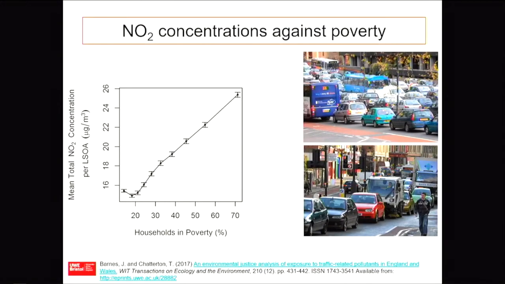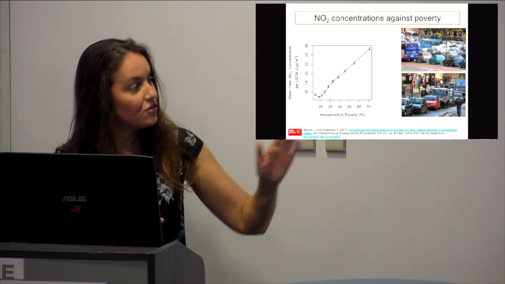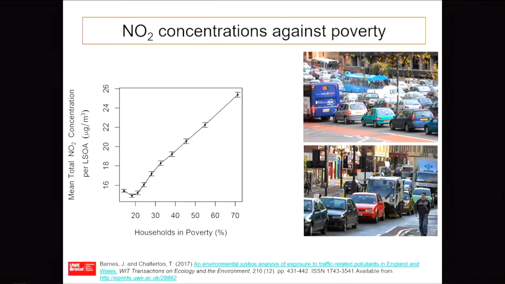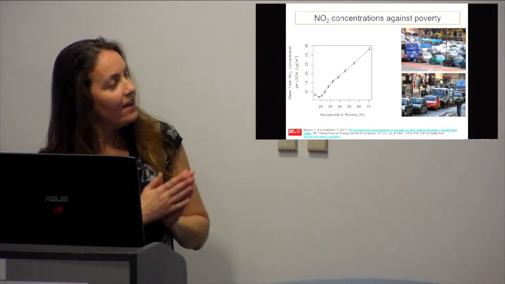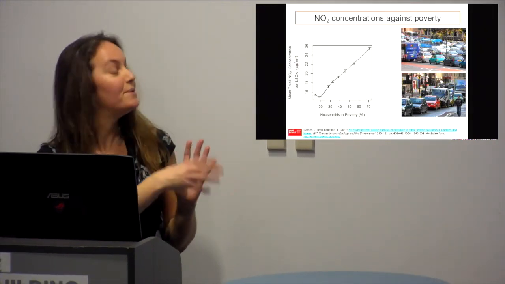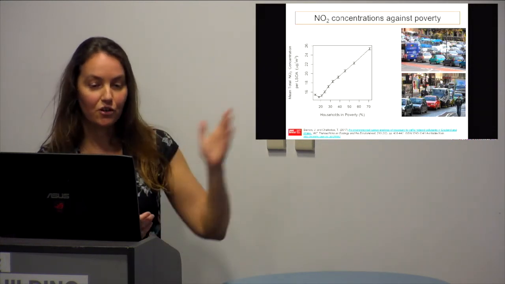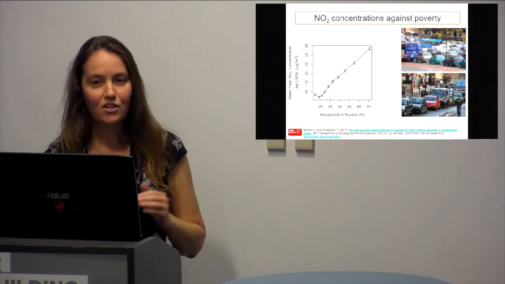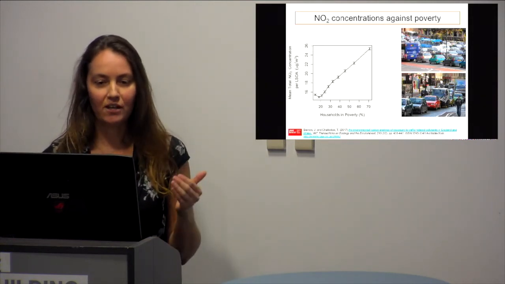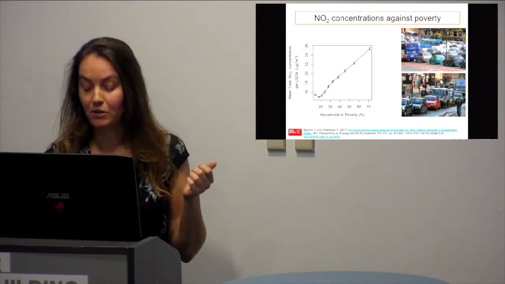Further research, which I undertook with a colleague of mine, Tim Chatterton, looked at the MOT records. So this graph that you can see here is really just looking at nitrogen dioxide concentrations from DEFRA data against households in poverty. So the further along the x-axis you go, the more households in poverty in those areas. And you can quite clearly see that in areas with high proportions of households in poverty, you have much higher concentrations of nitrogen dioxide in this case. So there's a clear linear relationship there between poverty and exposure to, in this case, road traffic pollution.